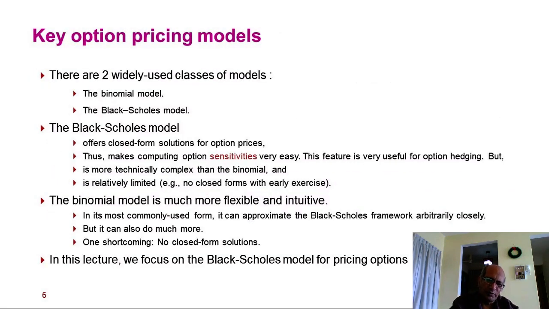Key option pricing models. Well, let us see. There are two widely used classes of models here. Last week you studied the binomial model, which is a discrete model. And now you are looking into the Black-Scholes model. What is so great about the Black-Scholes model? It offers closed form solutions for option prices. It is very inclusive on all the sensitivities, which makes computing option sensitivities very easy. This feature is very useful for option price hedging, but it is more technically complex than the binomial.